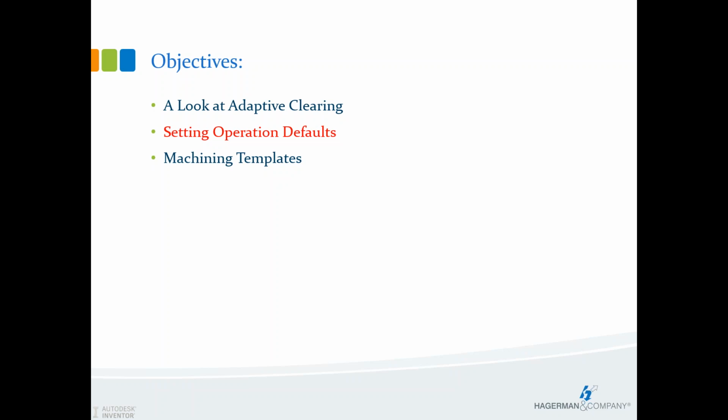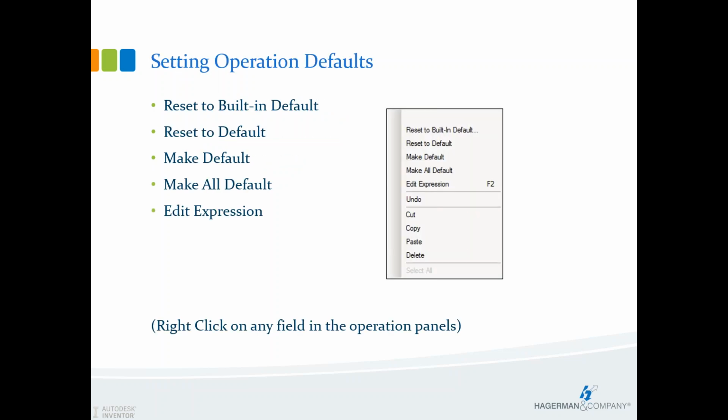I know a lot of you signed up on this because you'd like to control some of your defaults. Now, when you get into operation defaults, when I first got into here, I thought the menu was a little bit deceiving because if you right-click on any field in any operation panel, you will see these 5 items here on the menu. Reset to built-in default. Okay, great. What exactly does that mean? Reset to default. Wait a minute. Is it a built-in default or a default? What's the difference between a built-in default and a regular default?